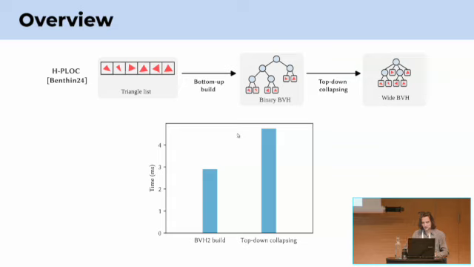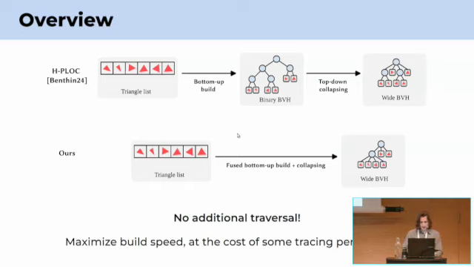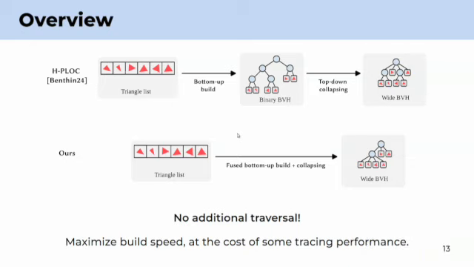We see in the results of their paper that this top-down collapsing step is actually one of the main bottlenecks of the pipeline, as it actually takes more time than the binary builder for complex scenes. So the goal of our paper is to eliminate this additional top-down traversal and to fuse a very simple collapsing procedure with a bottom-up builder to directly compute a wide BVH from our input triangle list. Since we don't have an additional traversal, we maximize the build speed, and this comes at the cost of some tracing performance, since our collapsing procedure is a bit simpler.